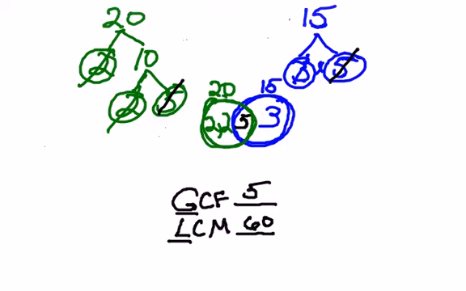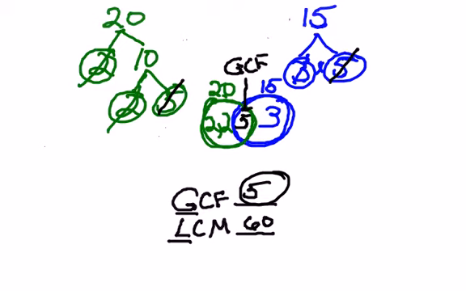Now here's the really cool part. The greatest common factor when you're using a Venn diagram is the numbers in the middle. If there's more than one, then you multiply them. Since there's only one, and it's 5, that is our greatest common factor.